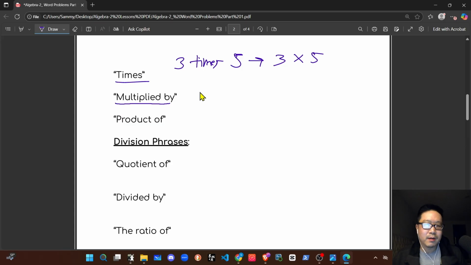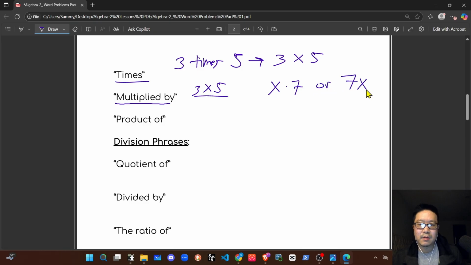And again, this is pretty self-evident. So if you hear or read multiplied by, 3 multiplied by 5 would be written just like that. X multiplied by 7, you could write it as x times 7 like that, or 7x. Okay. And another way of saying multiplication is product of. So you might hear something like the product of 5 and 5. Well, product means multiplication, so you would write 5 times 5.